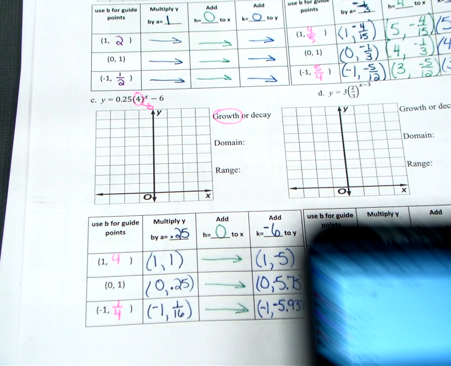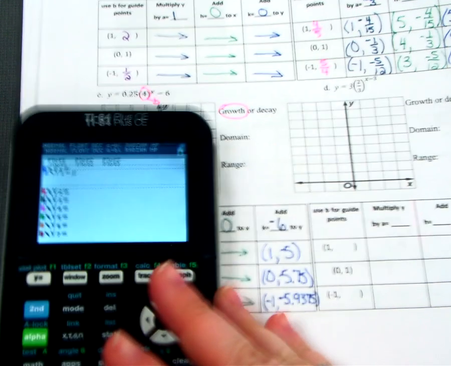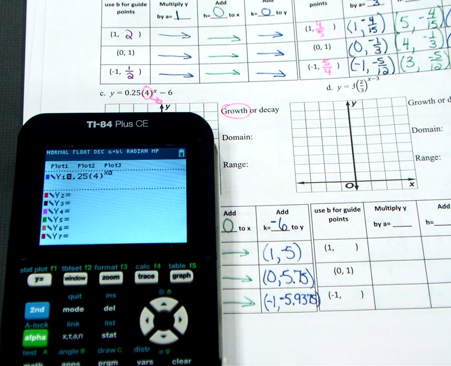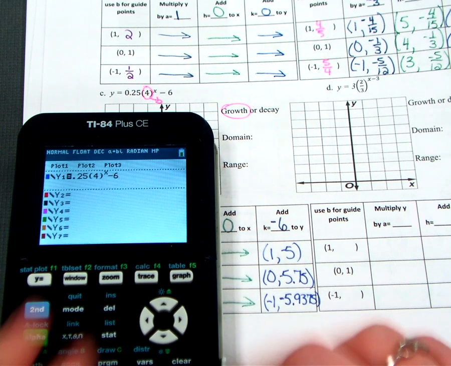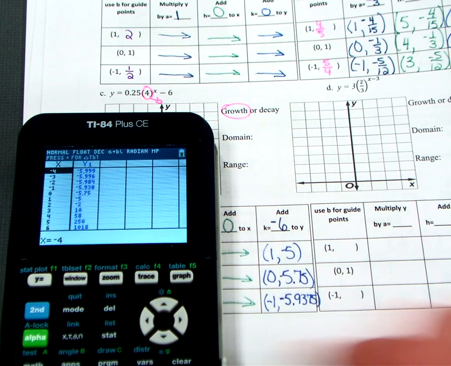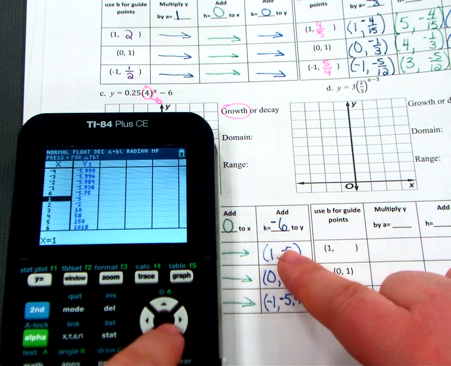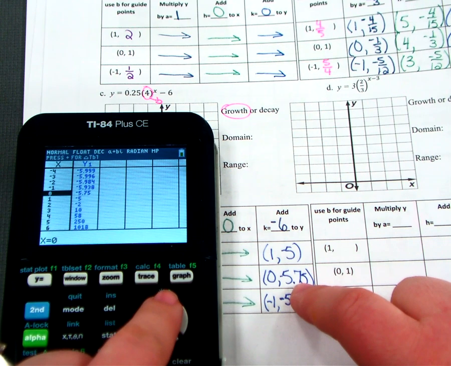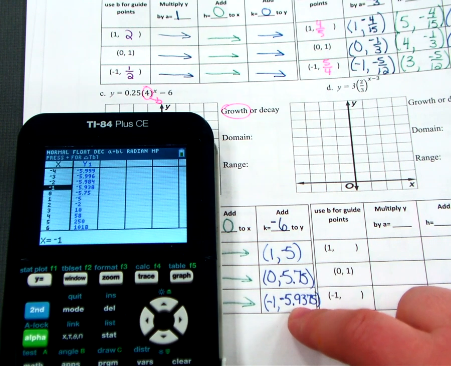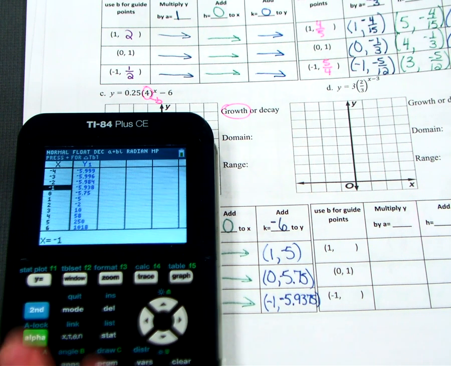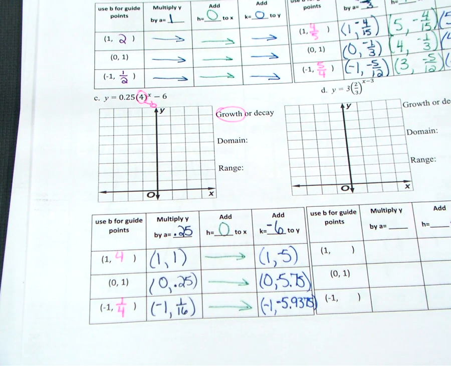And if you type this into your calculator, we have 0.25 times 4 to the x minus 6. Looking at my table, I get the same numbers. So that means that I did it right. There's -5, -5.75, and -5.93. And it went ahead and rounded because it only shows that many decimal places.